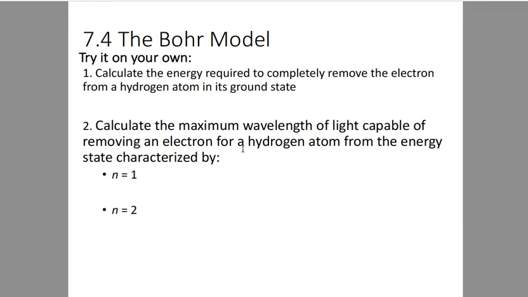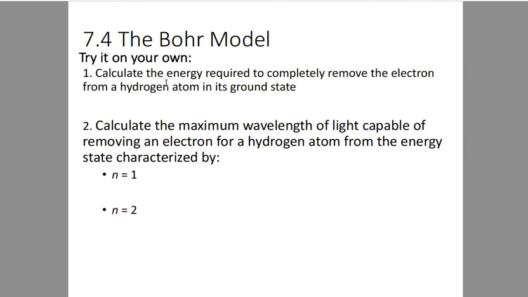All right, so the last problem for you in the worked out section of the materials that you can go and look at after you've solved it are these questions here. Calculate the energy required to completely remove an electron from a hydrogen atom in its ground state. If we're completely removing the electron, that means it's going to that n equals infinity energy level. And then lastly, calculate the maximum wavelength of light capable of removing the electron from these states.